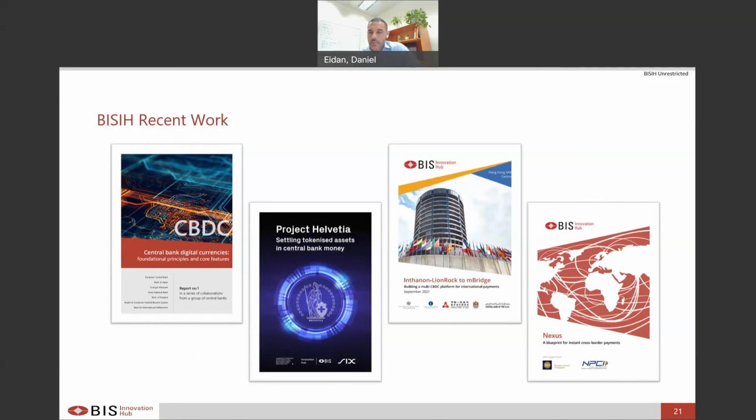Project mBridge is the most recent report out of the Hong Kong Center. This project is a multi-CBDC platform for settling international payments. That's between the Hong Kong Monetary Authority, the Bank of Thailand, the People's Bank of China, and the Central Bank of the United Arab Emirates. And last but not least, the last one that I would like to highlight is a project called Project Nexus, which is a blueprint for instant cross-border payments coming out of the center in Singapore with the Monetary Authority of Singapore. And this is a project about connecting retail faster payments to each other, which is a potential alternative or augment to CBDC arrangements.